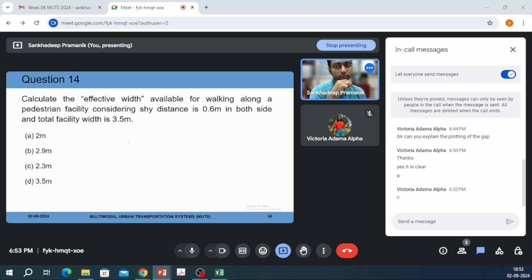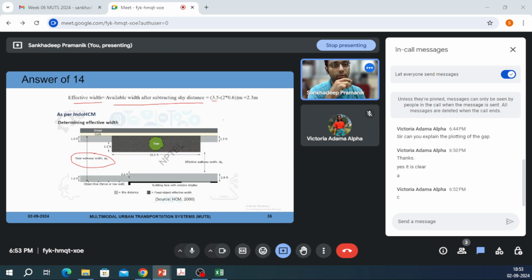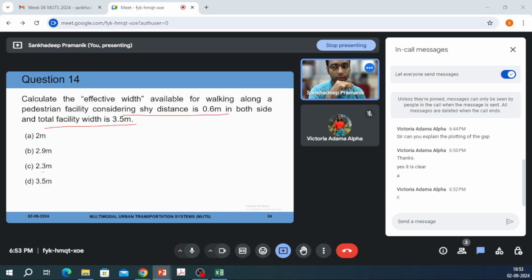So effective width in this case: total facility width is 3.5 meter, and on both sides shy distance is considered as 0.6. So 2 into 0.6 will be deducted from this total walkway width, that is this portion and this portion, so it will come as 2.3 meter. So option C is correct.